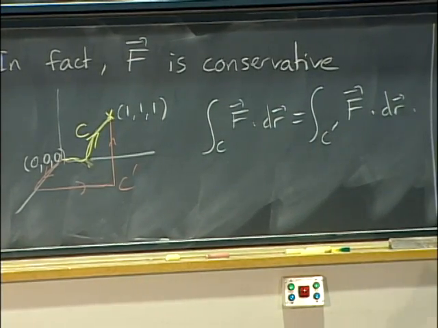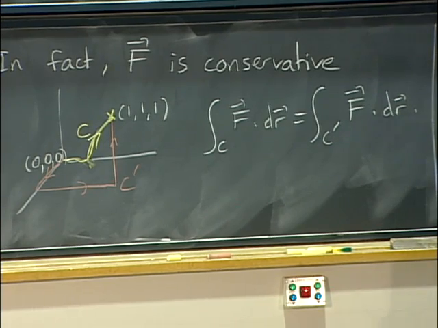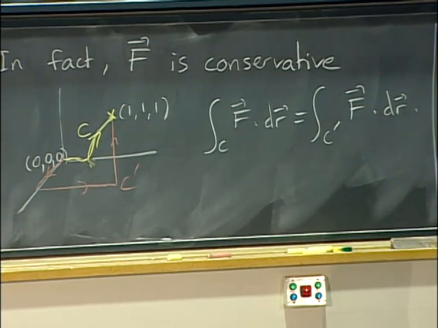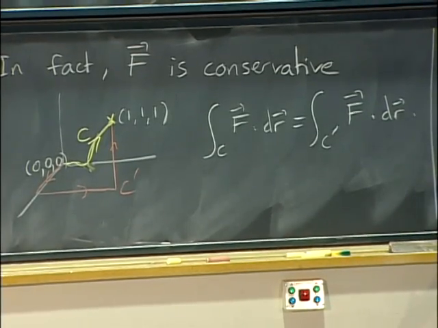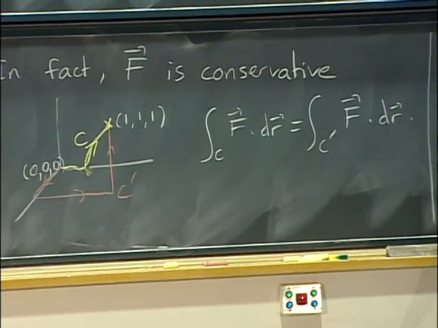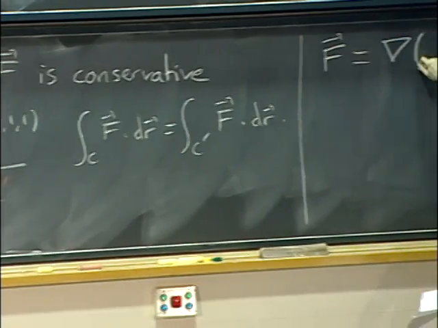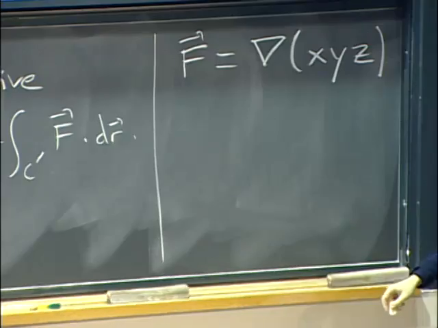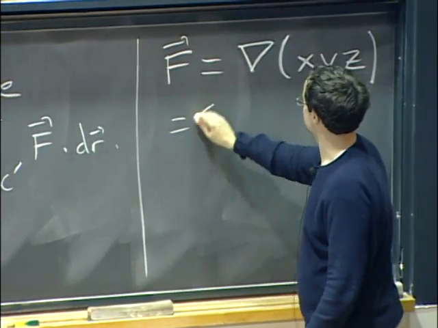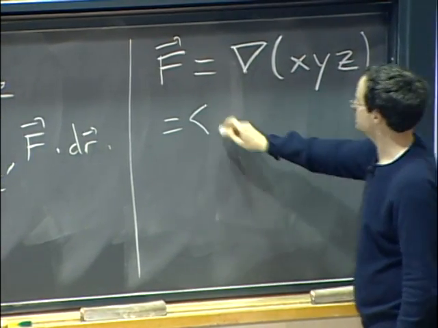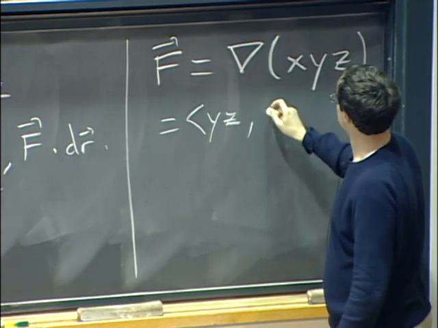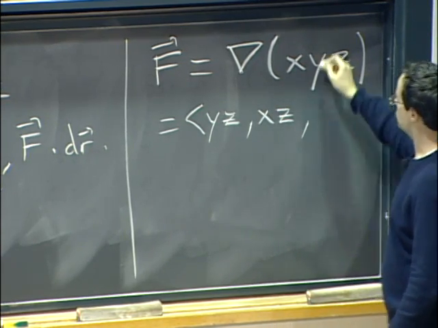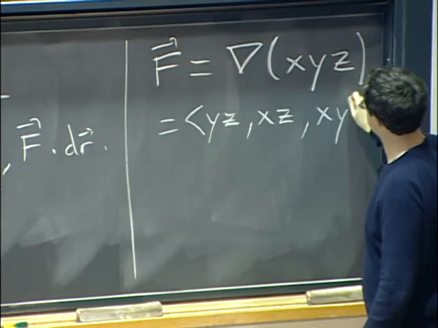And how do we see that? Well, actually here, it's not very hard to find a function whose gradient is this vector field. Namely, the gradient of xyz looks like it should be exactly what we want. Right? If you take partial of this with respect to x, you'll get yz, then with respect to y, xz, and with respect to z, xy.